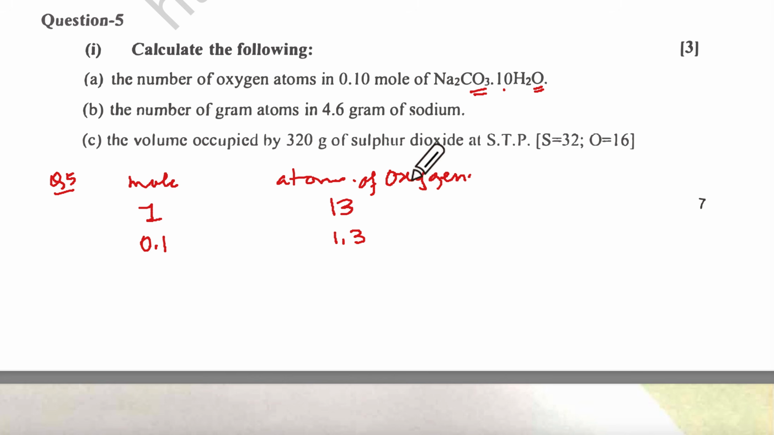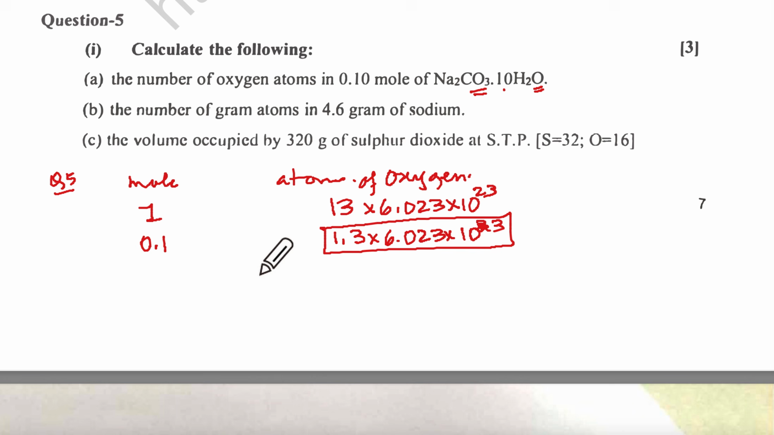But atoms of oxygen in 1 mole, there are how many molecules, tell me? 6.023 into 10 to the power 23, right? So it will be 13 into 6.023 into 10 to the power 23. So here it will be 1.3 into 10 to the power 23. Understanding? Okay, then you'll write the answer statement, all right?